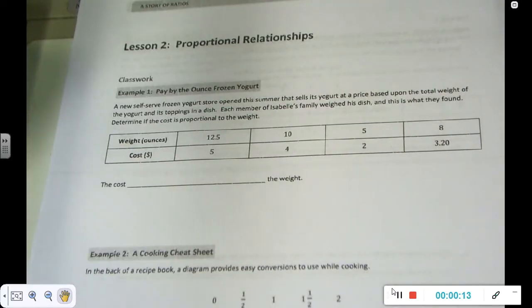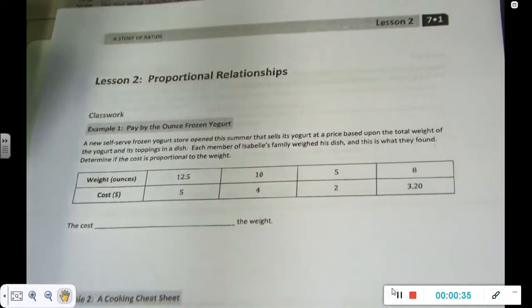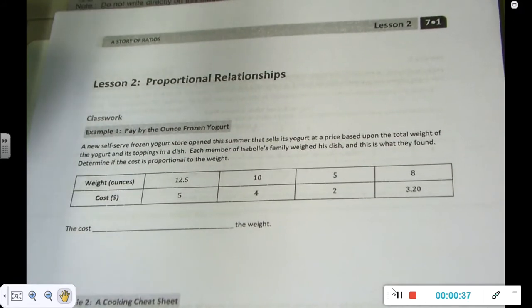All right, ladies and gents, welcome to lesson 2. In lesson 2, we are going to continue to explore those same concepts that we did with lesson 1, but we're going to expand those a little bit more. We're going to really focus in on that concept of unit rate, and this time apply it to see if things are proportional.